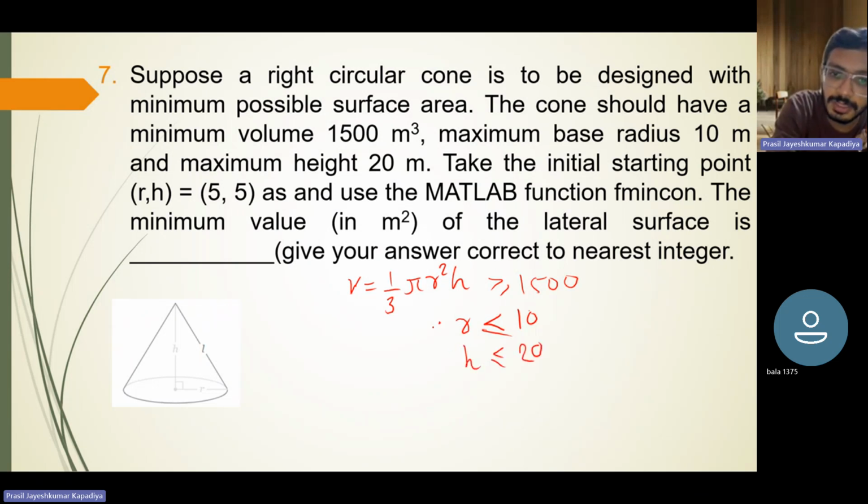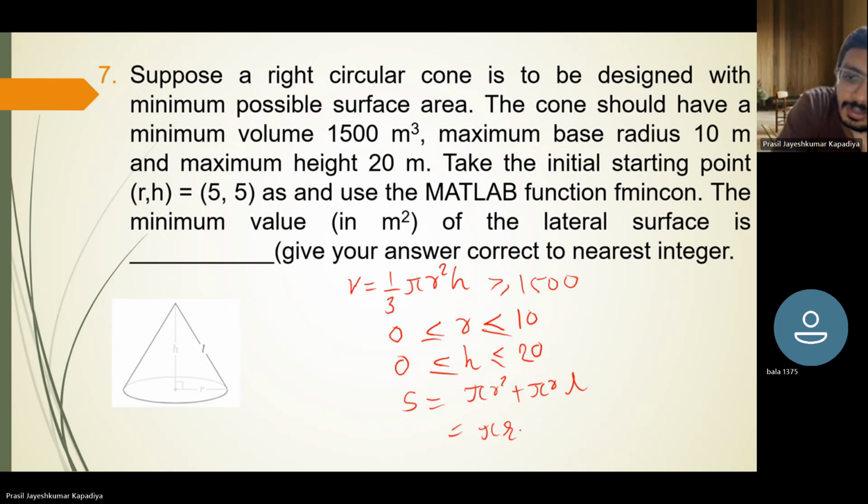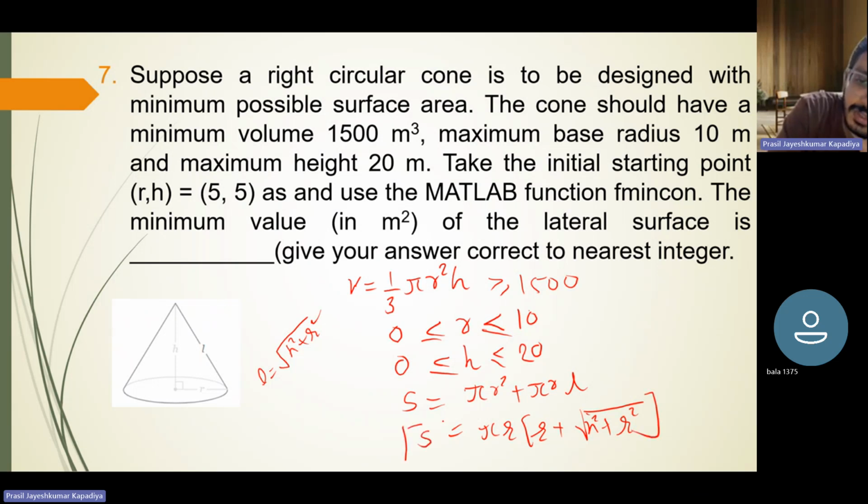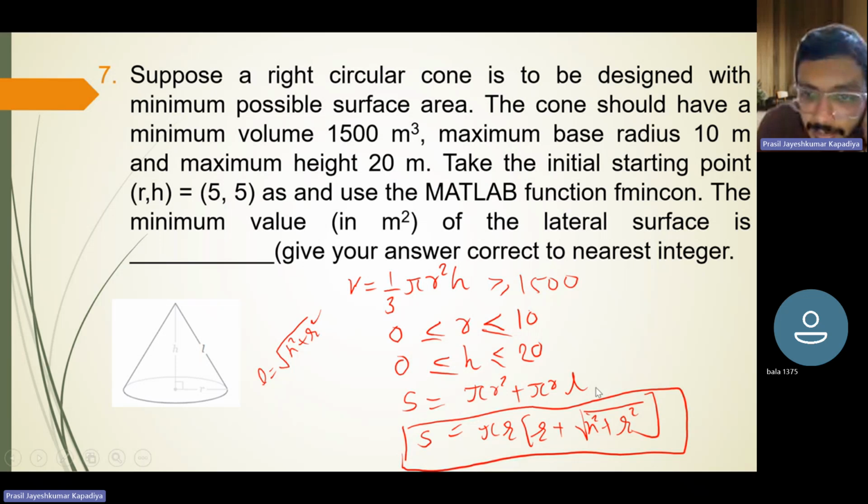So we have the upper bounds. So what should be the lower bound? The lower bound cannot be a negative value, so this should always be 0. And what are we supposed to do? We are supposed to find the minimum surface area. So what will be the surface area? The surface area will be pi r square plus pi r l. Okay, so I will keep pi into r common, then r plus l. And what will be the value of l according to Pythagoras theorem? l will be the square root of h square plus r square. Okay, so this is my minimization function that I want to minimize using these three constraints.